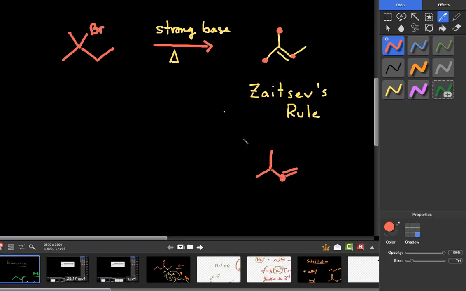We need a strong base. Let's talk a little bit more specifically about what strong base is. Hydroxide would work. Alkoxide would work. Amide would work. Or even a carbanion would work. So these would be examples of strong bases, but more importantly than that, the base also needs to be bulky.